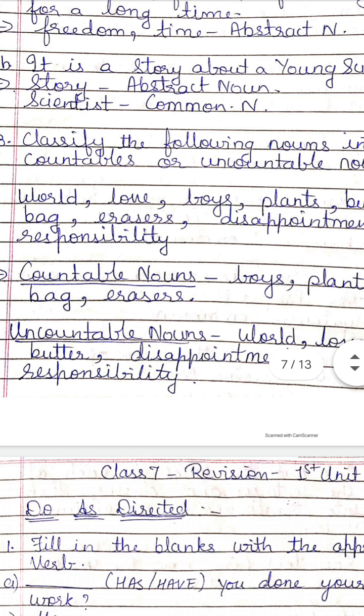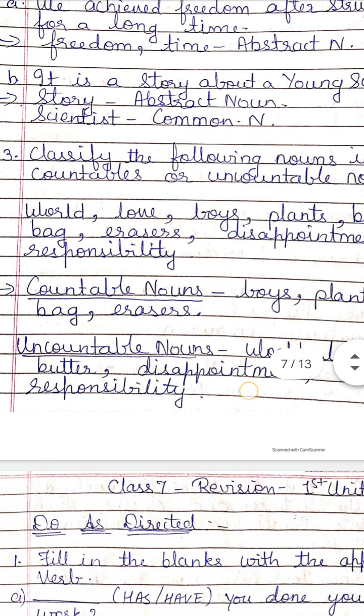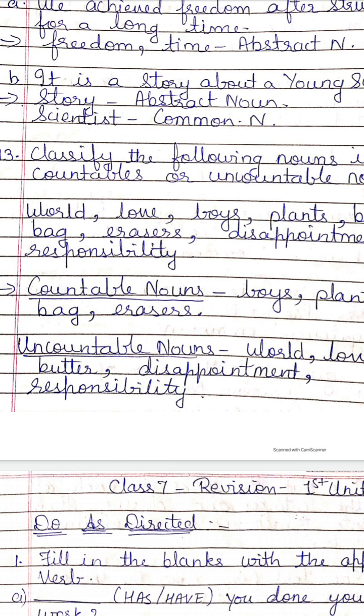Responsibility, uncountable. So we have only four countable nouns in this, that is boys, plants, bag and erasers. These things we can count as 1, 2, 3, 4. The rest of the others we cannot count as 1, 2, 3, 4.